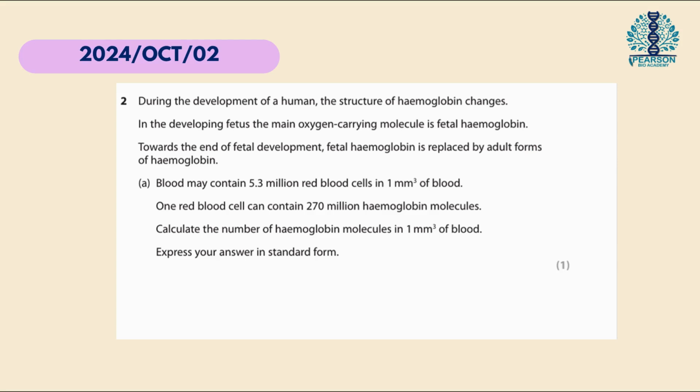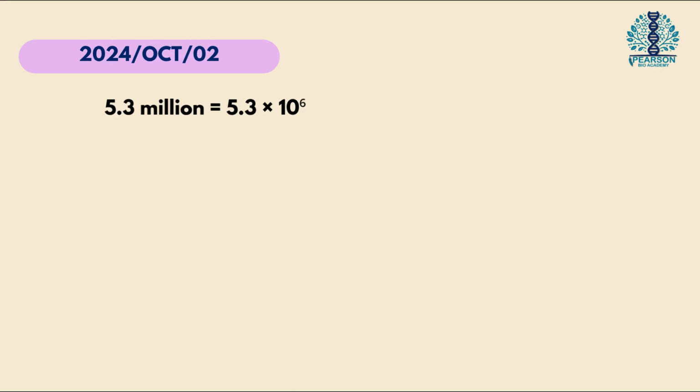And let's start with the calculation. The question says that 1 cubic millimeter of blood contains 5.3 million red blood cells, and each red blood cell contains 270 million hemoglobin molecules. The question asks you to calculate the total number of hemoglobin molecules in 1 cubic millimeter of blood, expressing your answer in standard form. So first write both values in standard form. So 5.3 million is equal to 5.3 times 10 to the power 6. 270 million is equal to 270 times 10 to the power 6.